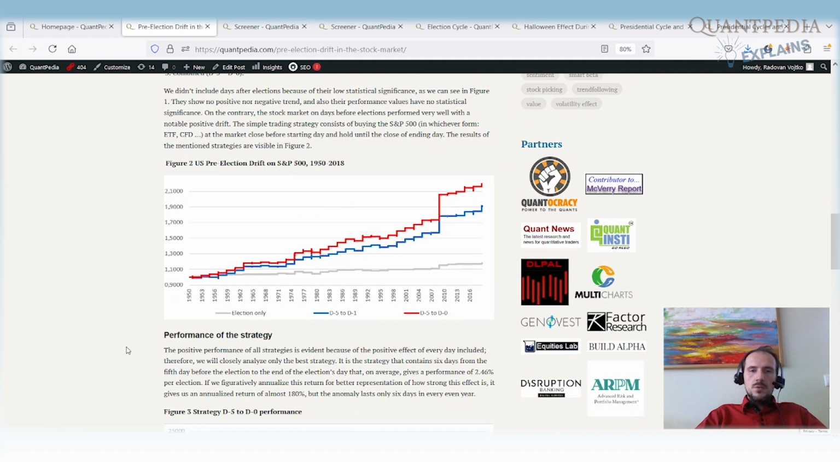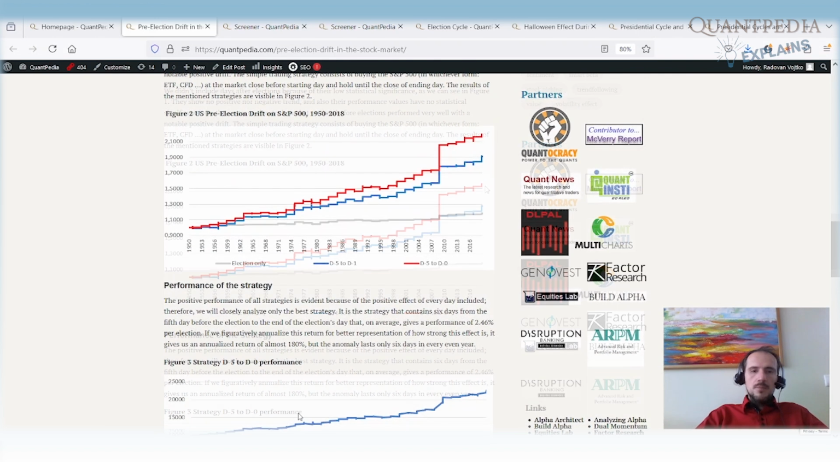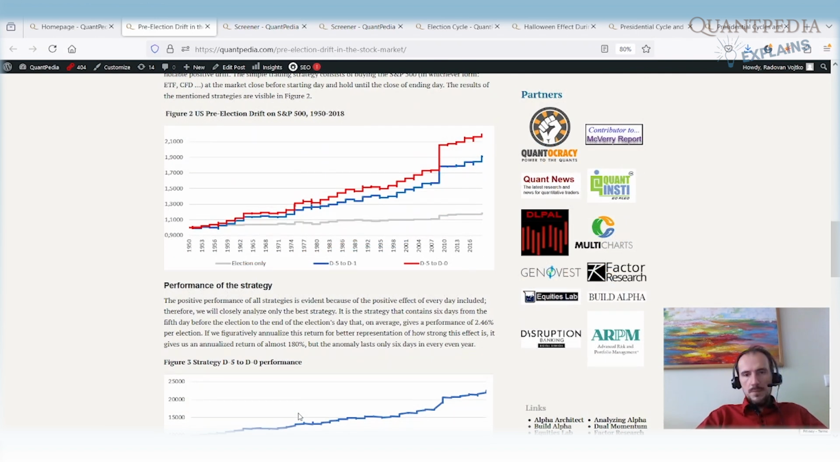Now, if you take a look at the chart, how does it look? The gray line is only the performance over the election day. The red line and the blue line are the performance over the pre-election days, or the pre-election plus the election day, which is the red one, which is the strongest performance. The positive performance is statistically significant. On average, the performance is around 2.5% before the election, per election.